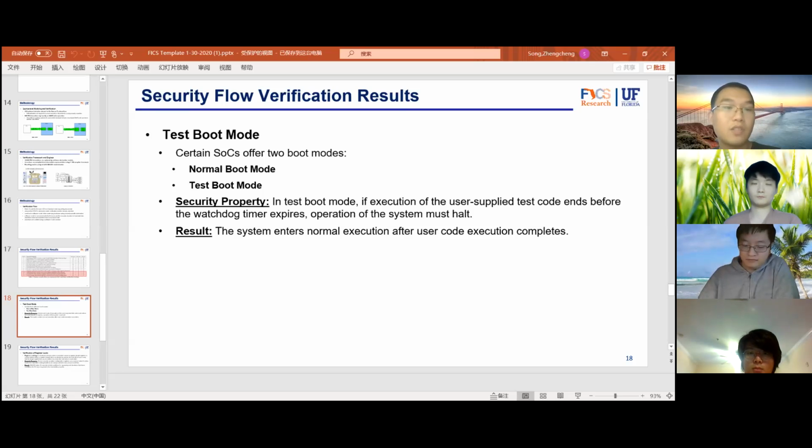The verification results show that the system enters normal execution after user test code completes. That's a bug, and it can also be manually confirmed.